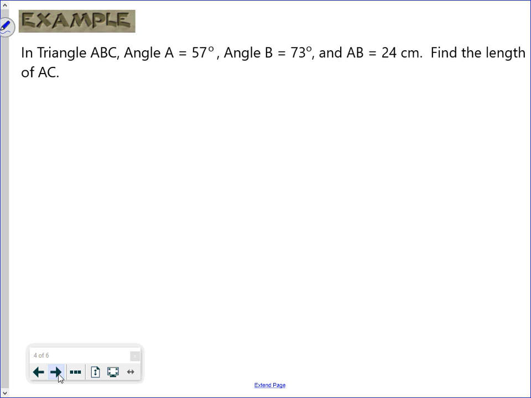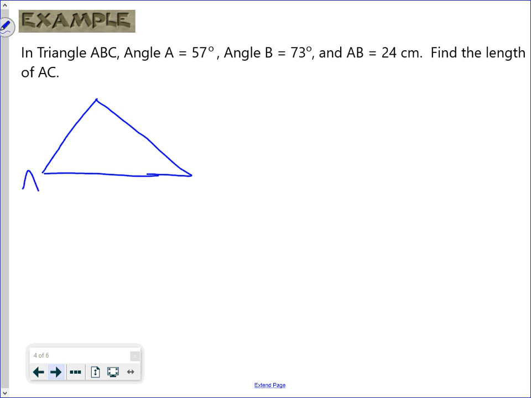In this next example, we are not given the diagram of the triangle, but we are given information about the triangle. So it says in triangle ABC, angle A is 57 degrees, angle B is 73 degrees, and AB, so side AB, is 24 centimeters. Now we want to find the length of side AC. So I'm just going to draw a basic triangle. It doesn't need to be drawn to scale.